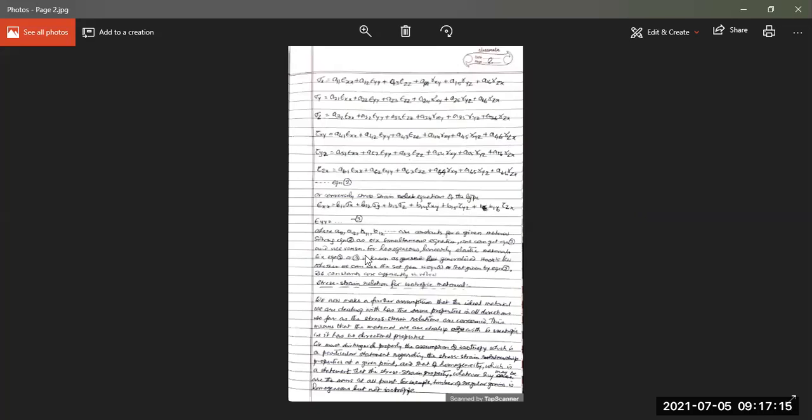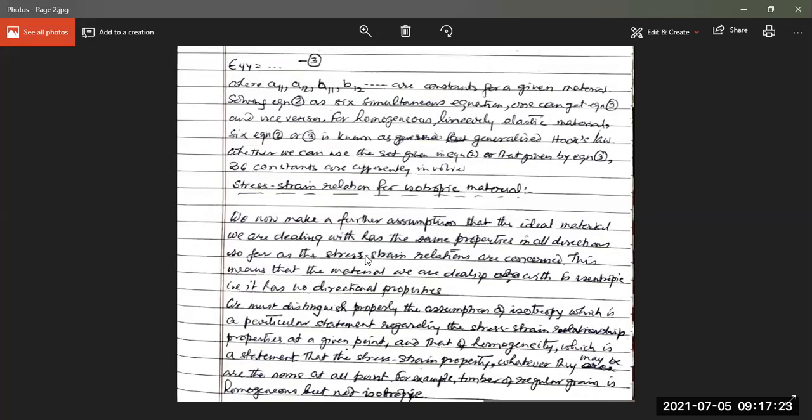What is important here? In order to know the relation of stress and strain, we are supposed to know all these 36 constants, A1, A2, etc., which is virtually impossible. So here we have to take into account various approximations: whether we can reduce this number of equations, and whether we can get a more understandable and usable set of equations to know the relationship between stress and strain at a particular point itself.